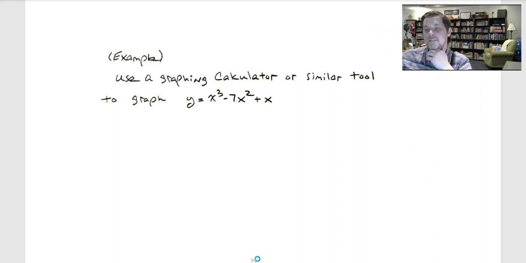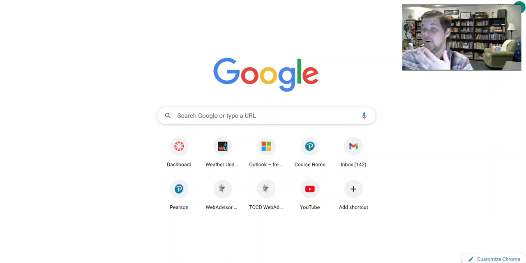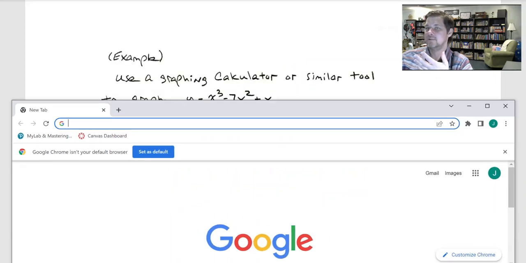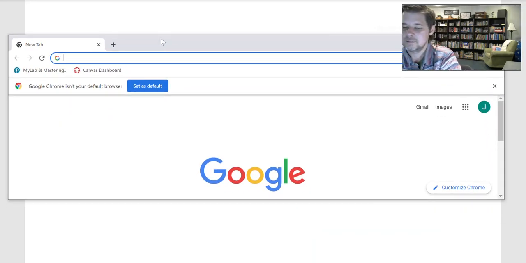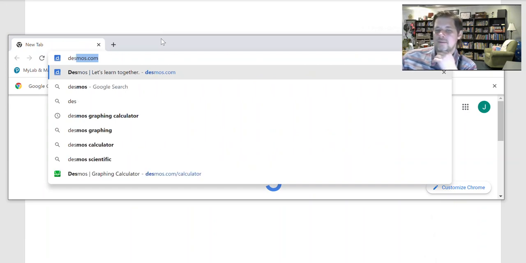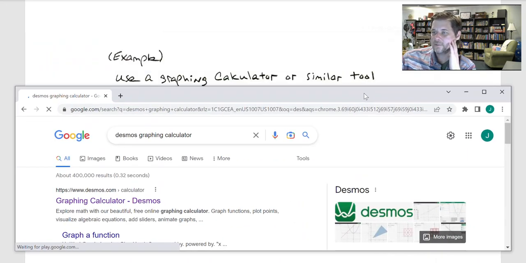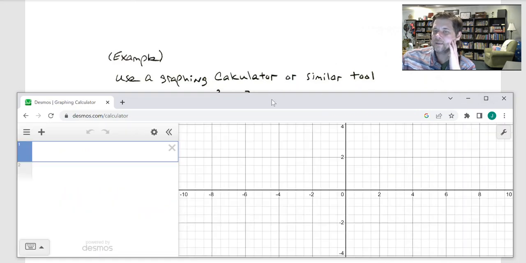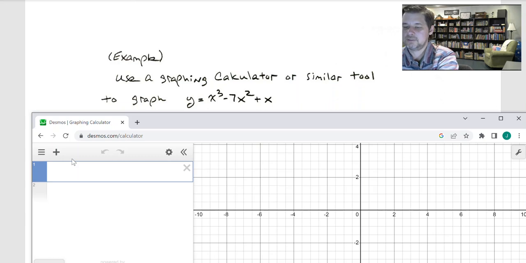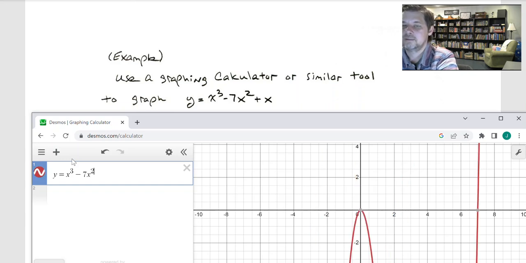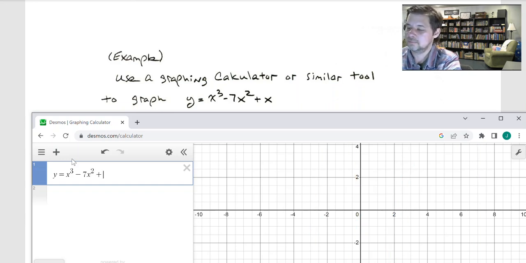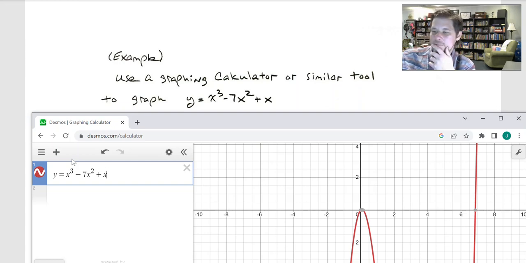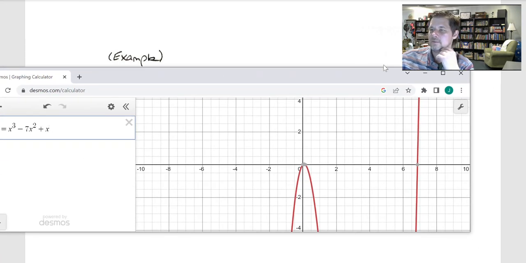But remember, I said you should at least know about graphing calculators and so on. So I'm going to go to this Desmos graphing calculator, and this is just one of many things you could use, okay? And I'll put this in here and we'll see what it looks like. Okay, y is equal to x to the third power minus 7x squared plus x. Okay, so there's my equation, and let's see what the graph looks like.